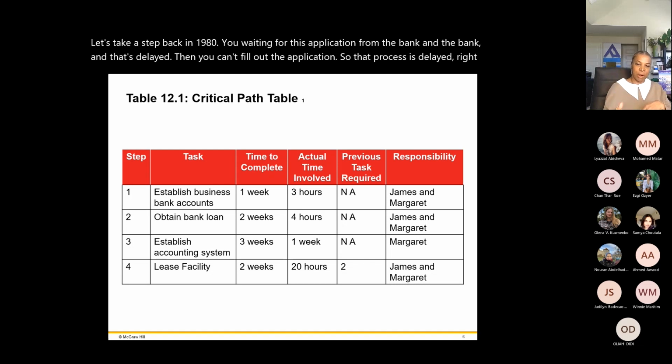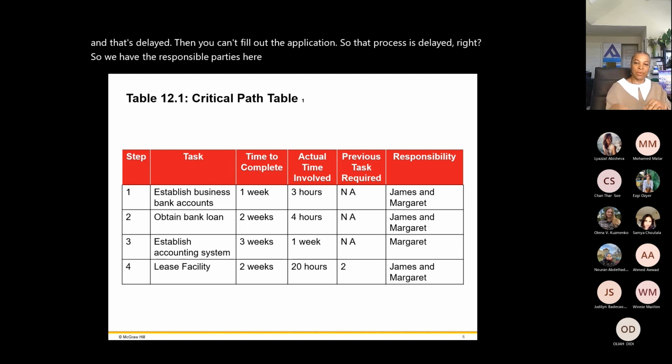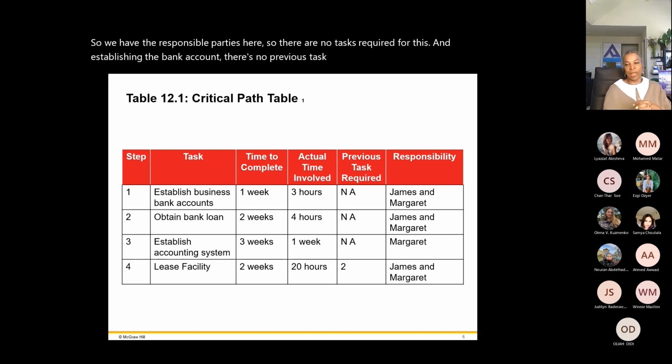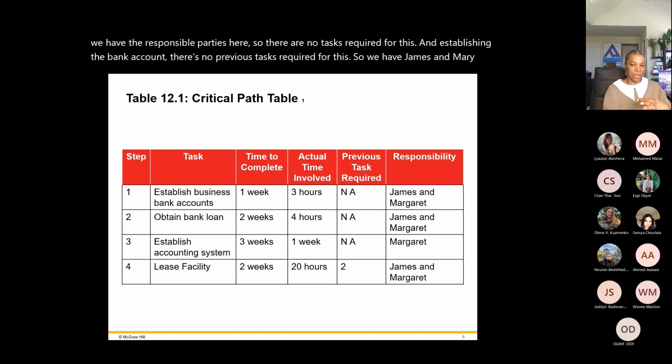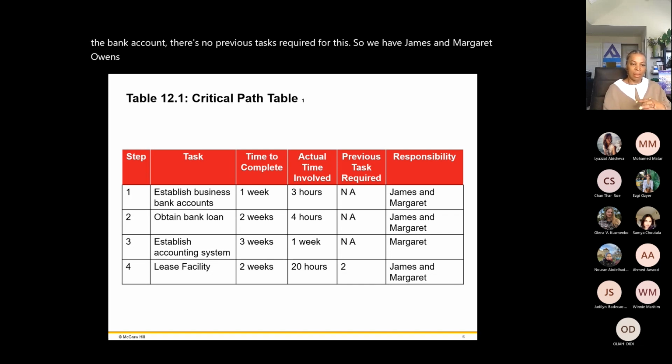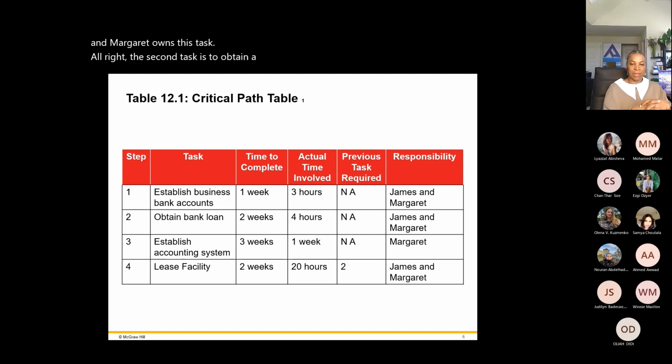So we have the responsible parties here. There are no tasks required for this in establishing the bank account. There's no previous task required for this. So we have James and Margaret owning this task. All right, the second task is to obtain a bank loan. It'll take 2 weeks duration, effort 4 hours, no previous task, James and Margaret.